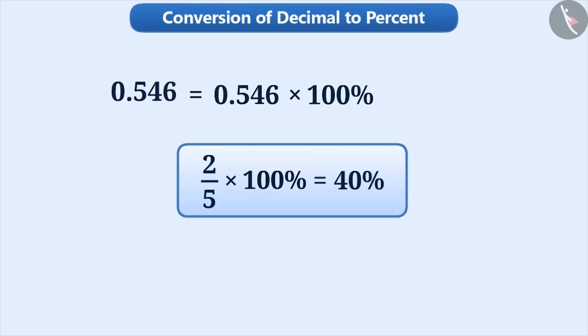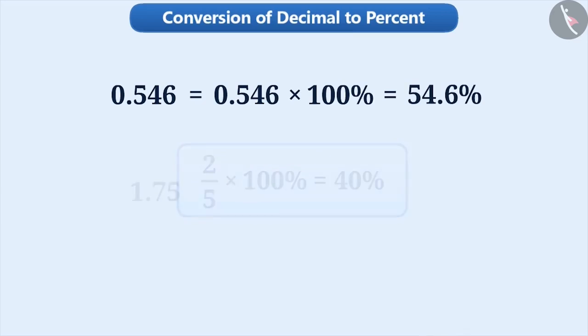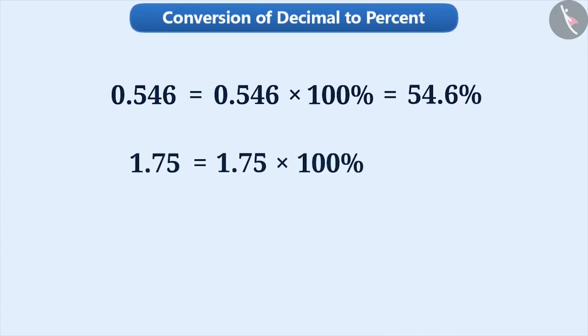So, 0.546 is equal to 0.546 into 100%, which is equal to 54.6%. Similarly, we can write 1.75 as 1.75 into 100%, which is equal to 175%. In both situations, we can see that the percent has the same numbers as in decimal number, only the decimal point is moved to the right.